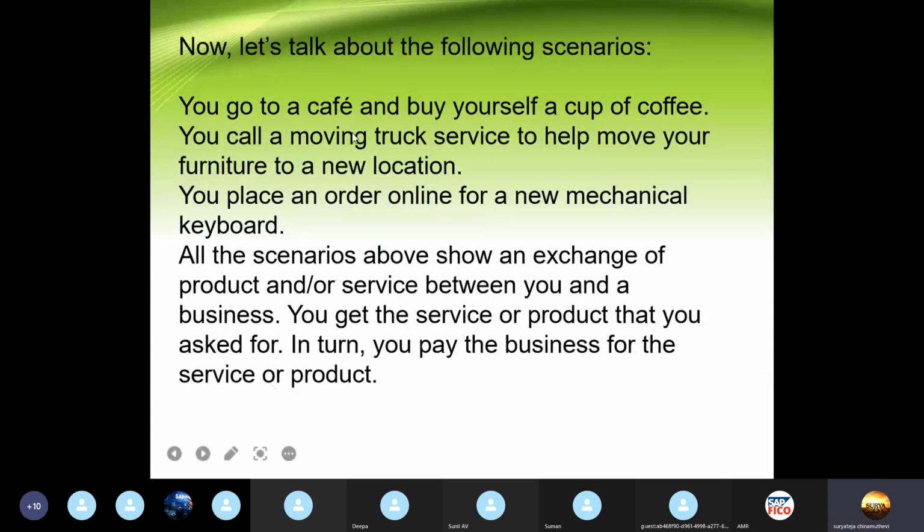Now let's talk about the following scenarios. You go to a cafe and buy yourself a cup of coffee. You call a moving truck service to help move your furniture to a new location. You place an order online for a new mechanical keyboard. All the scenarios above show an exchange of a product and or a service between you and a business. You get the service or product that you asked for. In turn, you pay the business for the service or product.